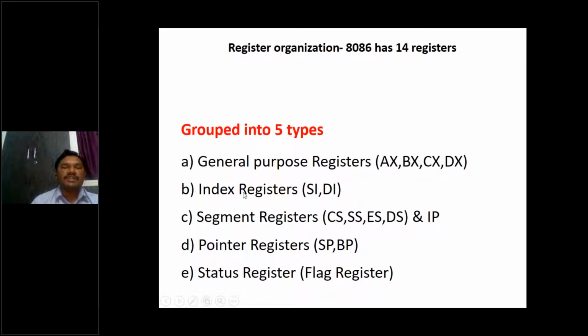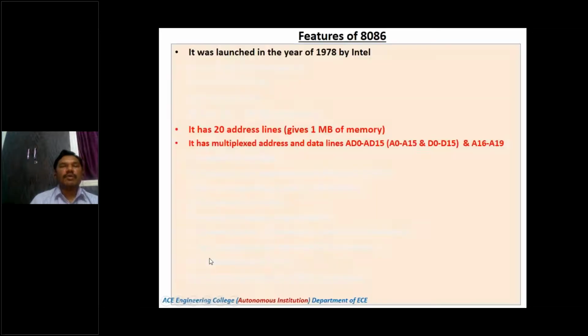The 14 registers are grouped into 5 types: general purpose registers, index registers, segment registers, pointer registers, and status registers. Segment registers are also grouped with the instruction pointer, because the code segment and instruction pointer are interlinked. So 14 registers are grouped into these 5 types.